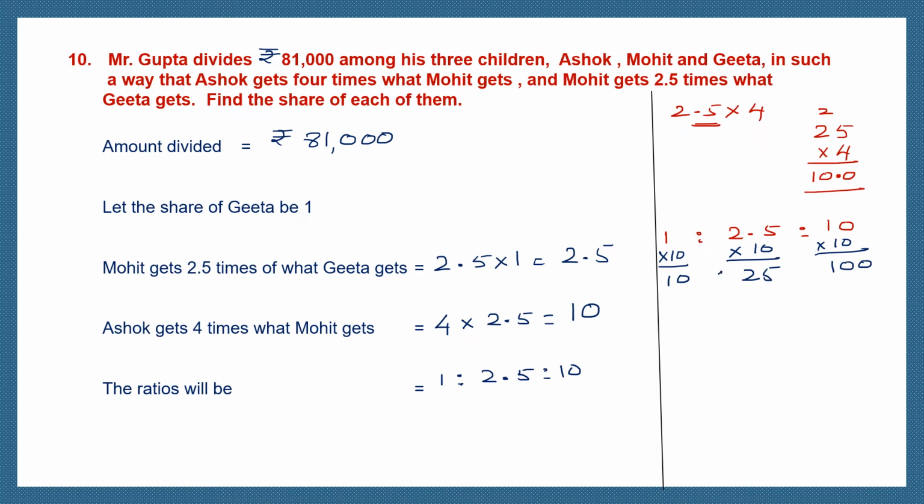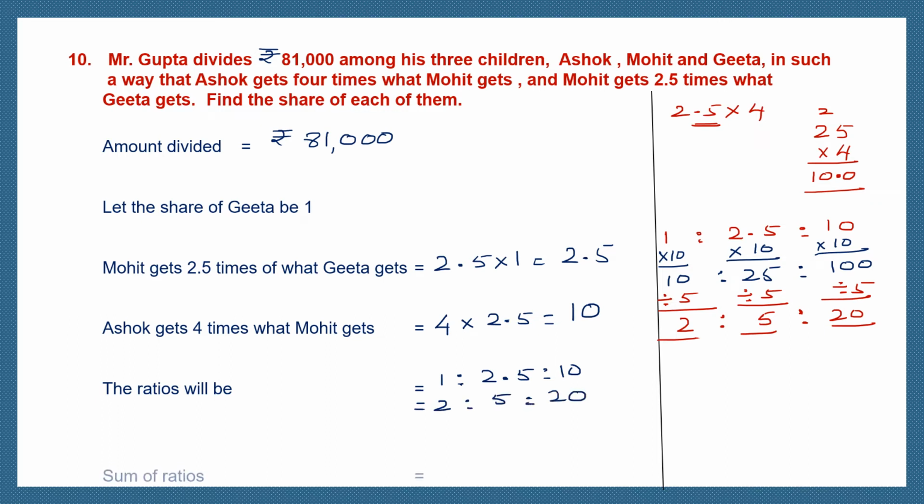Now we've got 10 is to 25 is to 100, which again can be reduced to the lowest term. I'm going to divide all by 5. So now when I divide it by 5, what do I get? 5 twos are 10, 5 fives are 25 and 5 twenties are 100. So I've got 2 is to 5 is to 20. So let me write that down. 2 is to 5 is to 20.